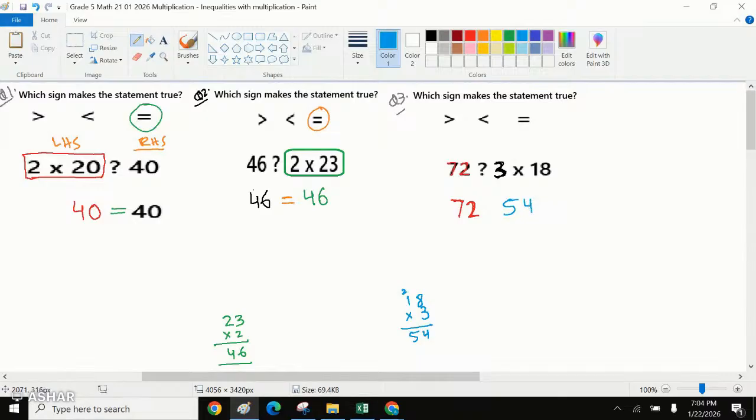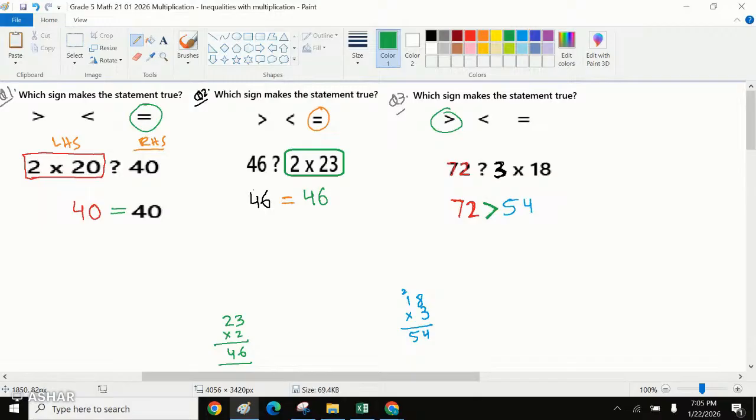So which value is greater? Is 72 greater than 54 or 54 greater than 72? We know that 72 is greater, right? That means the open end of the sign comes towards the larger value. So we are using this sign, right? 72 is greater than 54. Agreed? Okay.